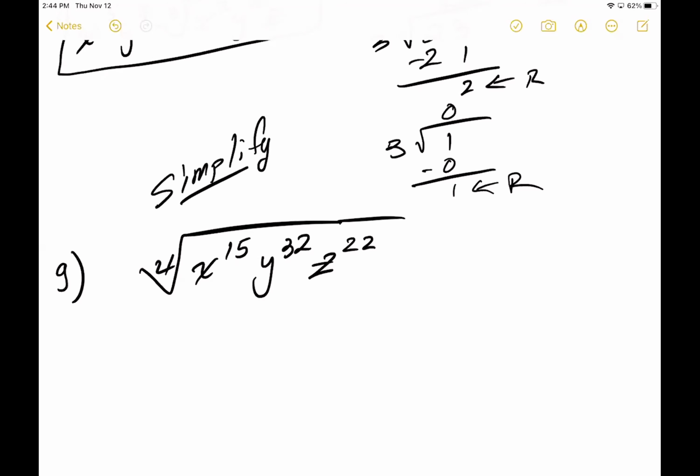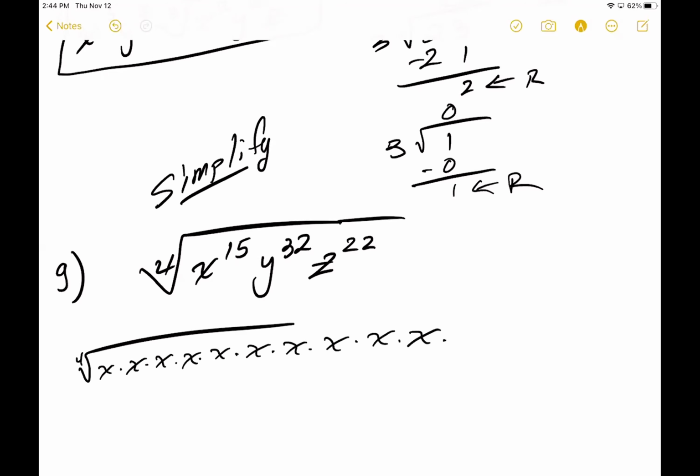And yes, don't copy this thing down, but technically you can do this. You can say, well, x times x times x, and so on. I can write it out 15 times, right? I can write 15 times, I can write 32 times, I can write 22 times, right?